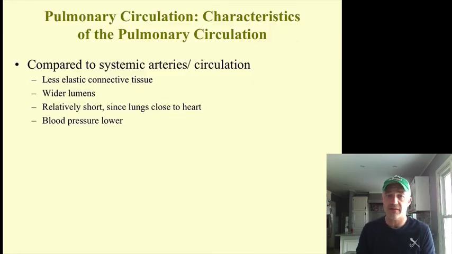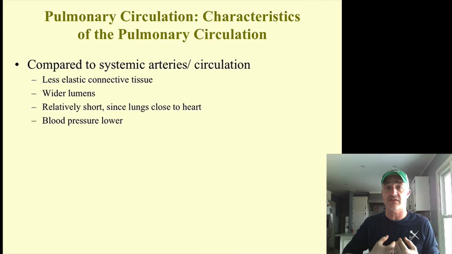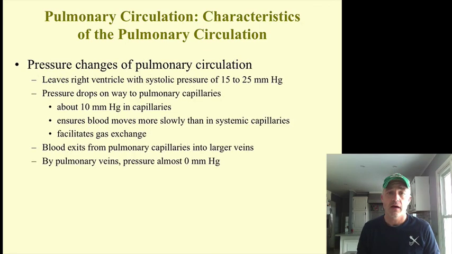When we compare it to the rest of the systemic circuit, we're going to see generally wider lumens in these ones, less elastic tissue. It's not as high a pressure system. It's actually a much lower pressure system. It doesn't have particularly long vessels because, if we think about where the lungs are versus the heart, it's not a particularly long trip. Overall, it's about 25/10, systolic over diastolic, in the pulmonary capillary. It's not one that we can really measure particularly easily. And again, there's going to be a gradient, highest when it's leaving the heart and back to almost zero when it's coming back into those pulmonary veins, much like we saw with the systemic circuit.